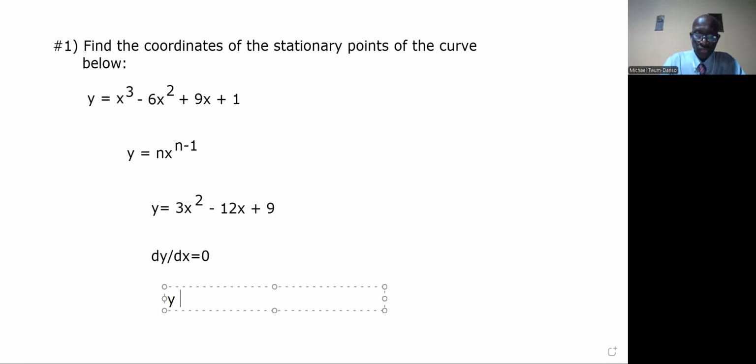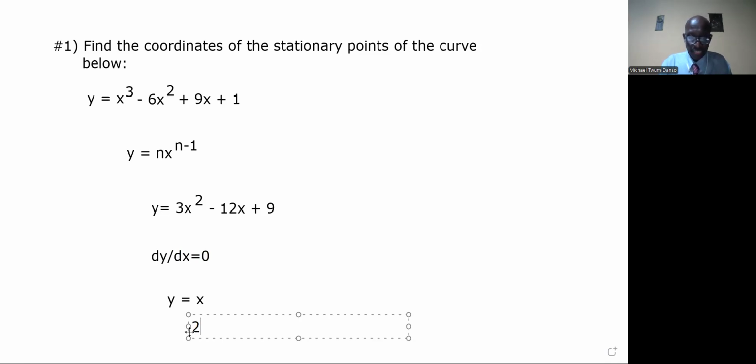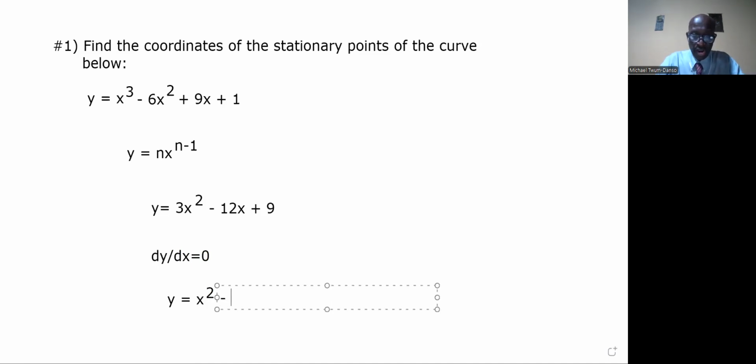x squared minus 4x plus 3. So that's going to be the next step. So let's move up here.